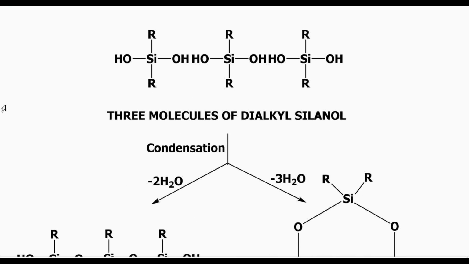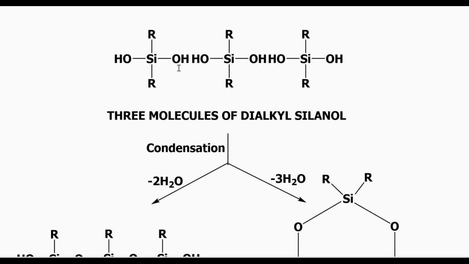So let us take a look at this reaction. See, here what I have done is, I have taken 3 molecules of dialkyl silanol. This R can be CH3, it can sometimes be phenyl group also. That depends upon the application of the polymer. So now you have 3 molecules and each molecule is having 2 OH groups. So let us first consider a condensation reaction in which a linear polymer is formed.